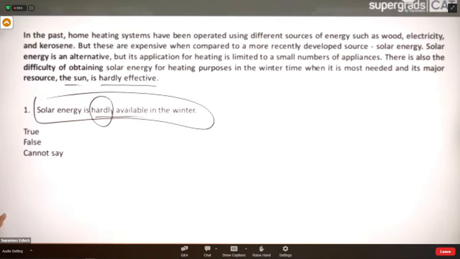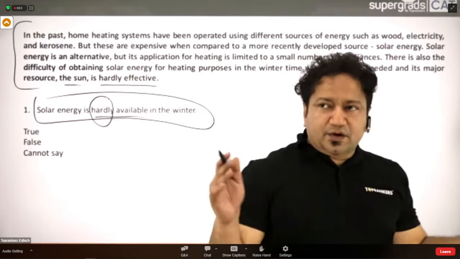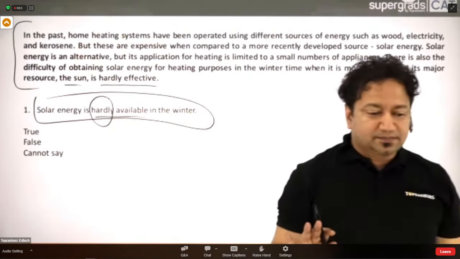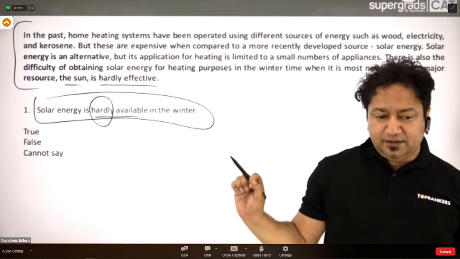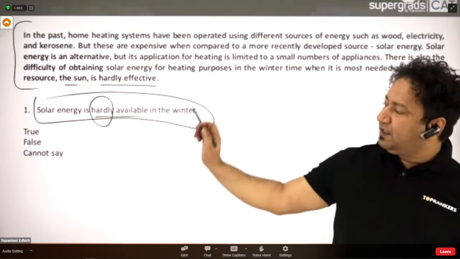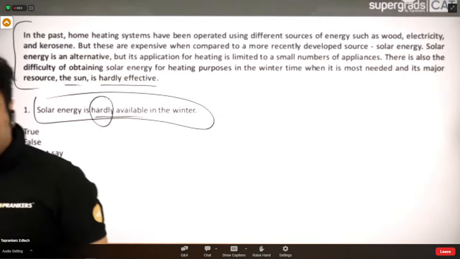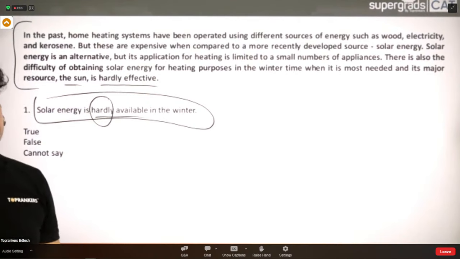Matlab ki available nahi hai. Almost nahi hai available. So whatever we have read here, and not depending on what we know, there's one thing which I think I have talked about a lot during RC sessions, that whatever knowledge you have should not be applied while answering questions from a reading comprehension, because how do you answer these questions? The only knowledge that you have right now is this paragraph, nothing else. Okay? Kahin bhi aisa bola gaya hai ki solar energy is hardly available in winter? Tell me, in any of the lines, have they said or even pointed towards the fact that solar energy is hardly available?